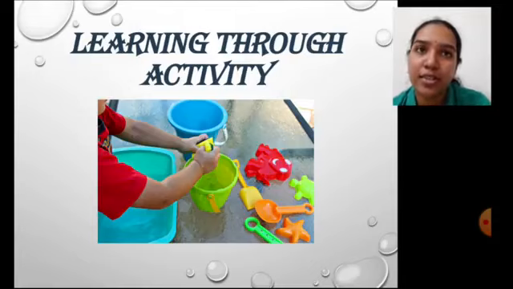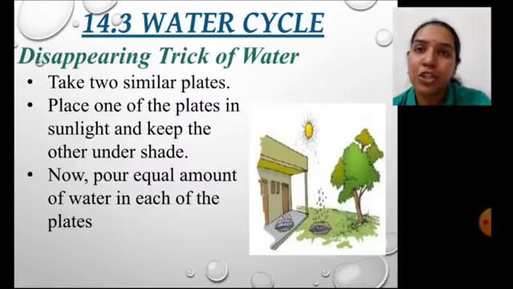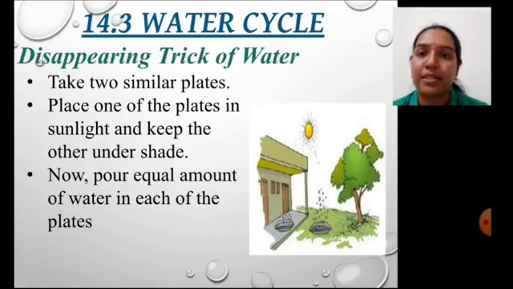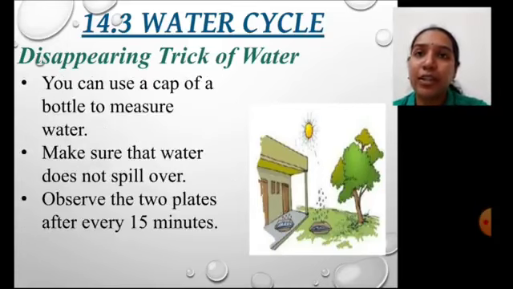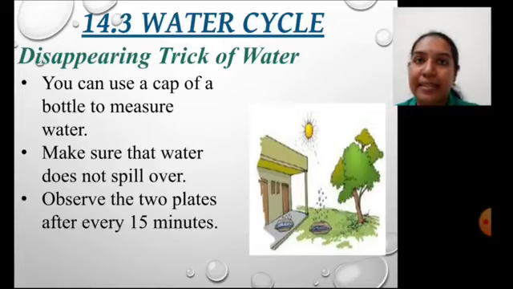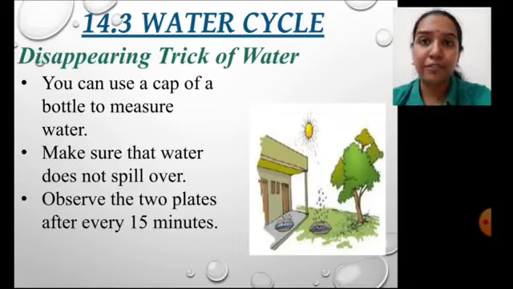Let us understand this concept by observing an activity, for which you require two similar plates of the same size and shape. One of those should be placed in shade and the other should be placed in sunlight, like you see in the image. Pour an equal amount of water in both the plates. Do not take too much water. Use the cap of a bottle to measure the water. Let them settle in place and observe after every 15 minutes.